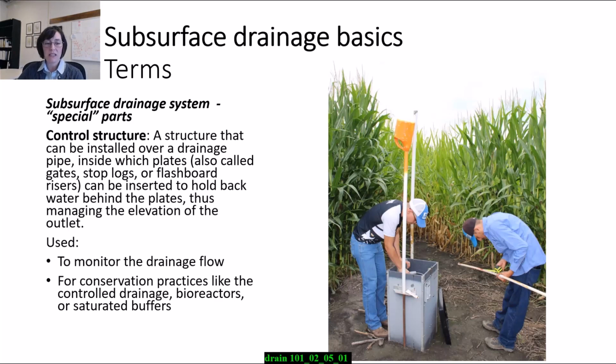In our group, we use these control structures as a part of our monitoring system. Like I said, they're kind of a manhole that allow you access down to the drain pipe. It's not big enough to climb down in, but you can at least grab a water sample or put your auto sampler tube all the way down to that depth of the tile. And then control structures are also a critical part of several of our conservation practices that we'll talk about, like bioreactors, saturated buffers, and the practice of controlled drainage.